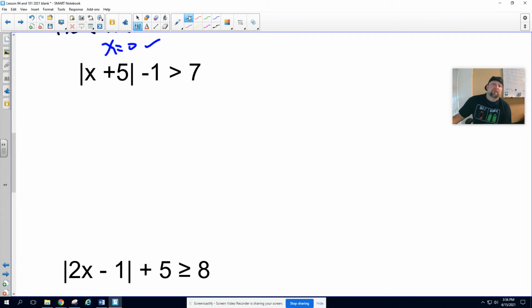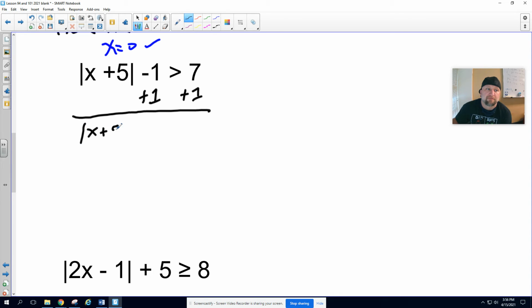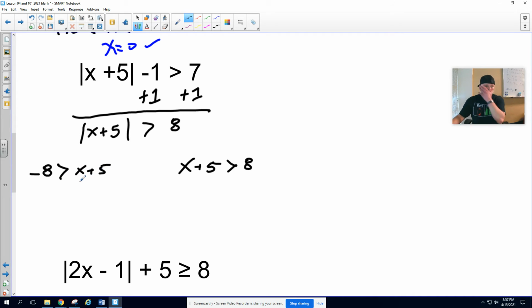Now we have the absolute value of x plus 5 minus 1 is greater than 7. So again, isolating the absolute value, you add 1 to both sides. So now we have the absolute value of x plus 5 is greater than 8. So since it's greater than 8, we know that x plus 5 is greater than 8, and that -8 is greater than x plus 5. Right?